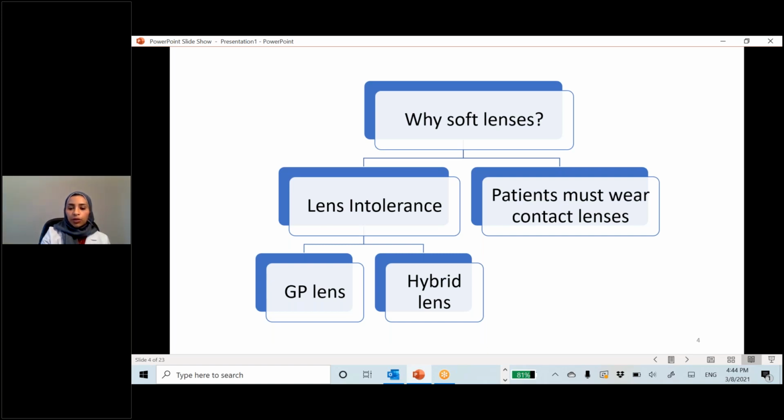And the other thing too is that all the irregular cornea patients really benefit visually with a contact lens. We know that their spectacle vision is poor, and sometimes it's not even functional for them.